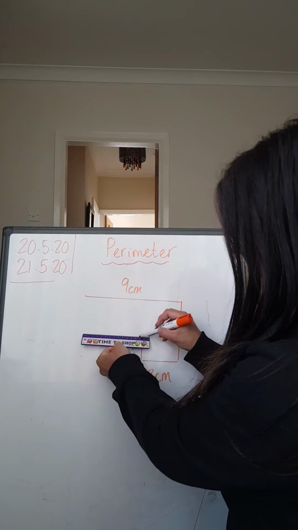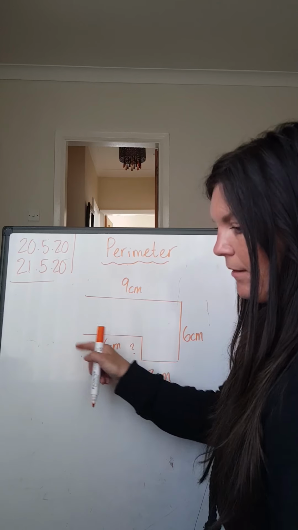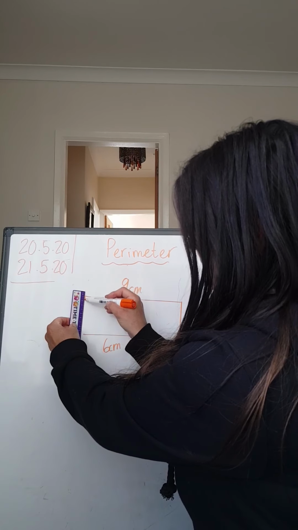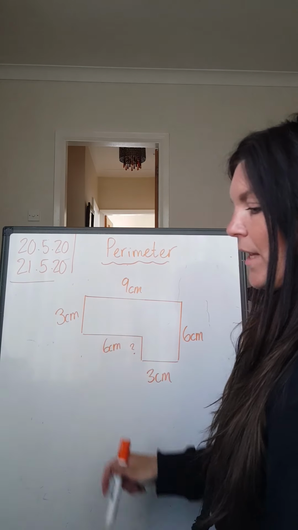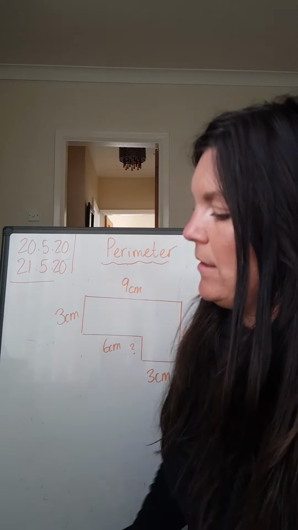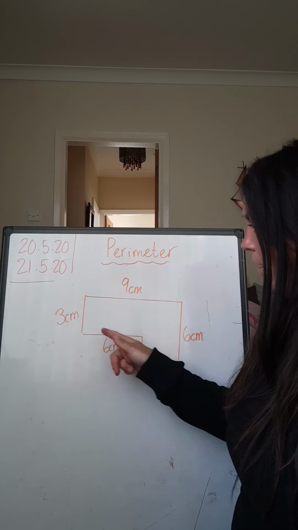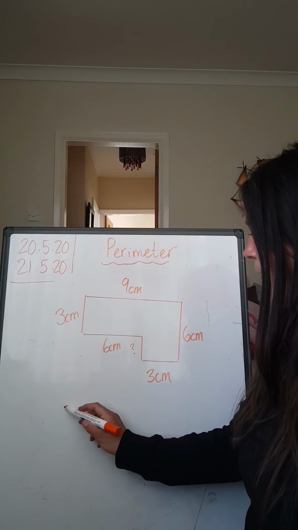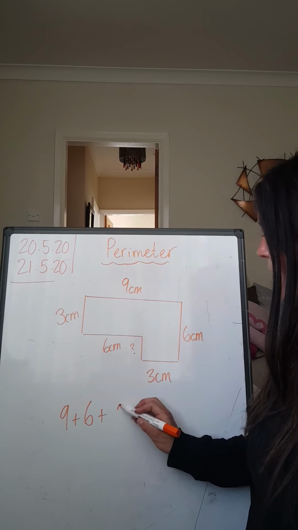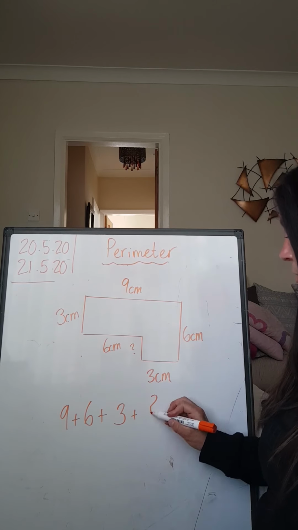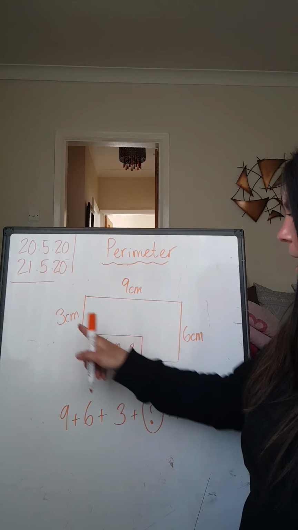And then I'm going along again. Now again, I'm being told this is 6 centimeters. So to travel along that length there, I would be going 6 centimeters, and the last bit is 3 centimeters. Okay, now to work out the perimeter, add all of these different lengths together. So I would be doing 9, add 6, add 3, add mystery. I need to work out that little bit there. Add 6 and then add 3.